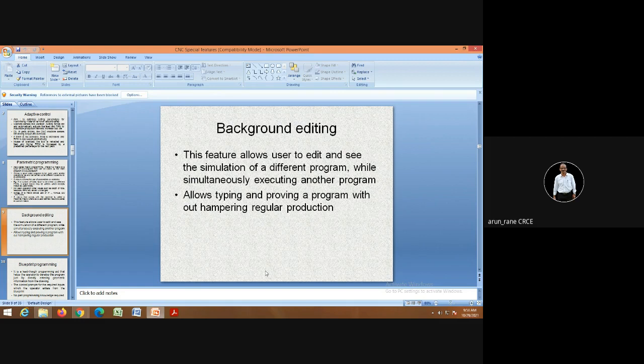So this helps in reducing the idle time. Earlier, when the background editing feature was not there, you could edit or write a new program only when the machine was stopped. So you had to stop the machine and only then edit the program. But now this is not required. Stopping of the machine is not required. You can edit while the machining is going on. This is what is called background editing.